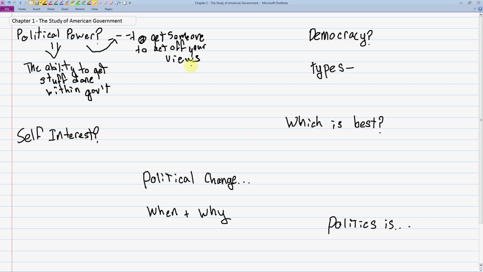Legitimacy, let's define that while we're at it. Legitimacy is political authority conferred by a state. Anyway, that's the textbook definition right there. It's political authority given by government.